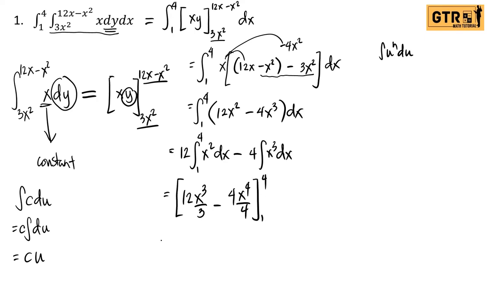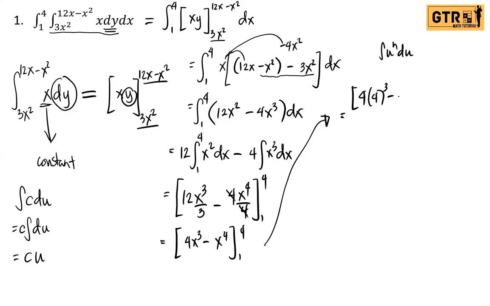Okay, so let's just simplify. So simplify, we have 12 divided by 3, we have 4x cubed minus 4 divided by 4. So cancel this, that's 1. Minus x to the fourth from 1 to 4. So apply now the limits. So let's just apply the limit. Substitute 4 to x. So we have 4 and then x is 4. So we have 4 times 4 cubed minus 4 to the fourth. And then substitute 1. So we have 4 times 1 cubed minus 1 to the fourth.